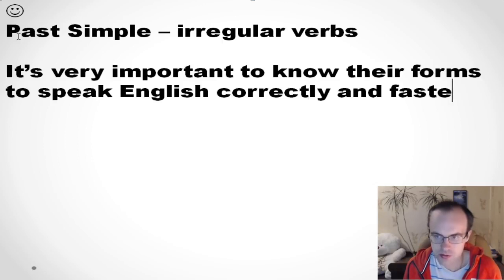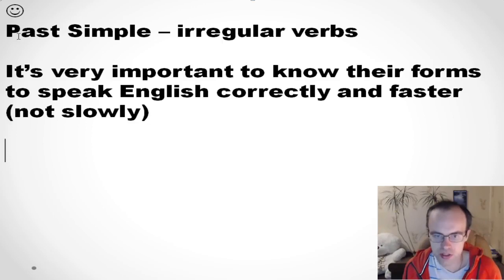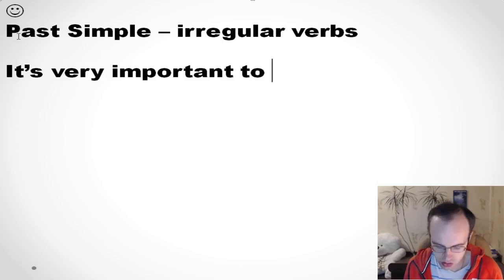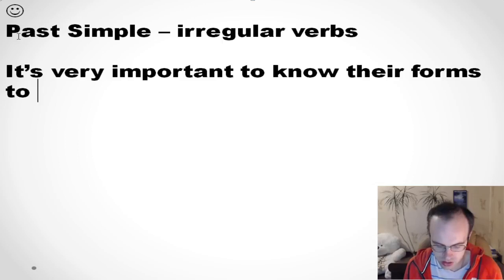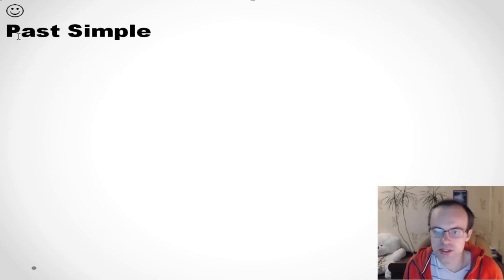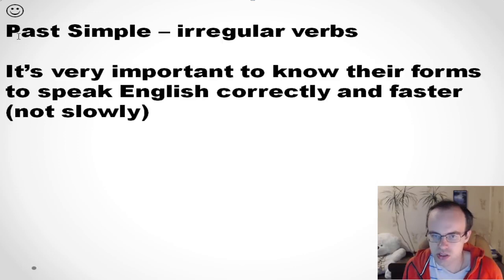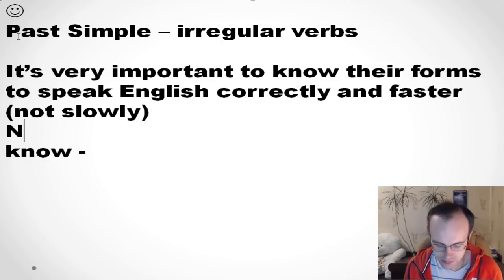Speak English correctly and faster. Faster, it means not slowly. Okay. It's very important to know their forms for past simple. Let's talk about irregular verbs. It's very important to know their forms. Let's look at these verbs. Know. So name their forms.